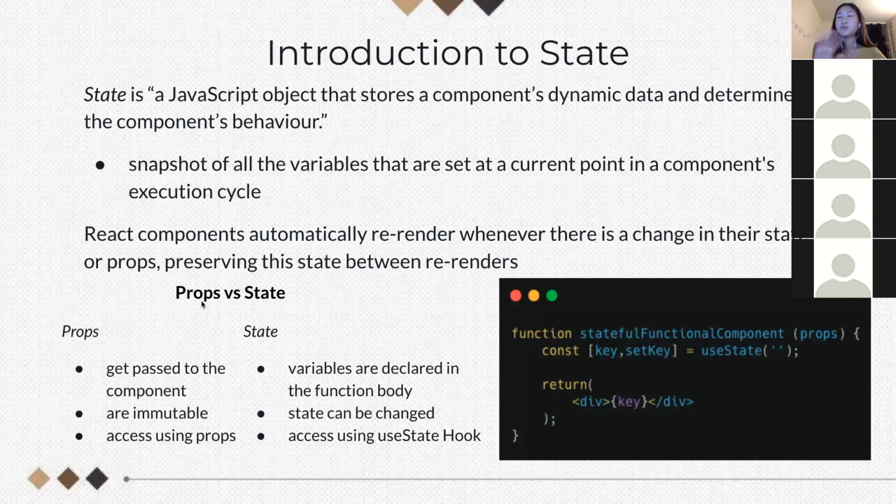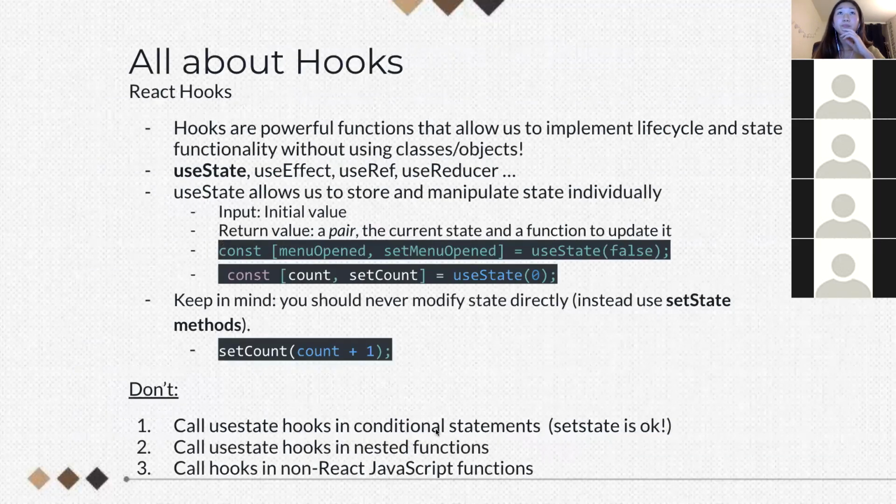Now, the differences between props and state. Props is always used for passing down, versus state is for editing within the function itself. And props are also immutable, versus state, which you're supposed to be changing. That's the purpose. And state uses a hook. I'm going to talk about hooks more in the next slide. There are actually tons of hooks out there: use hook, useEffect, useRef, useReducer. We're only going to talk about useState today, because that's the most prevalent one that you use the most. So useState allows us to store and manipulate state individually.